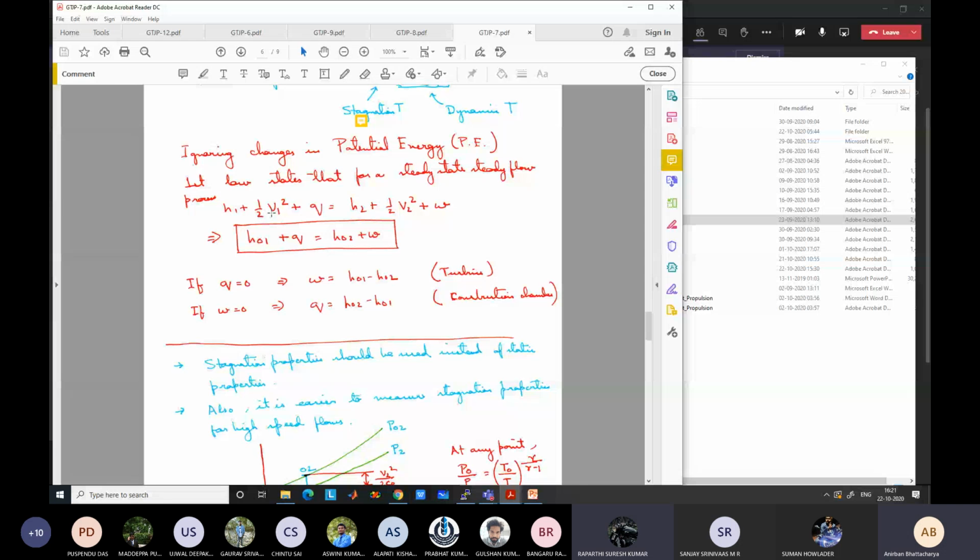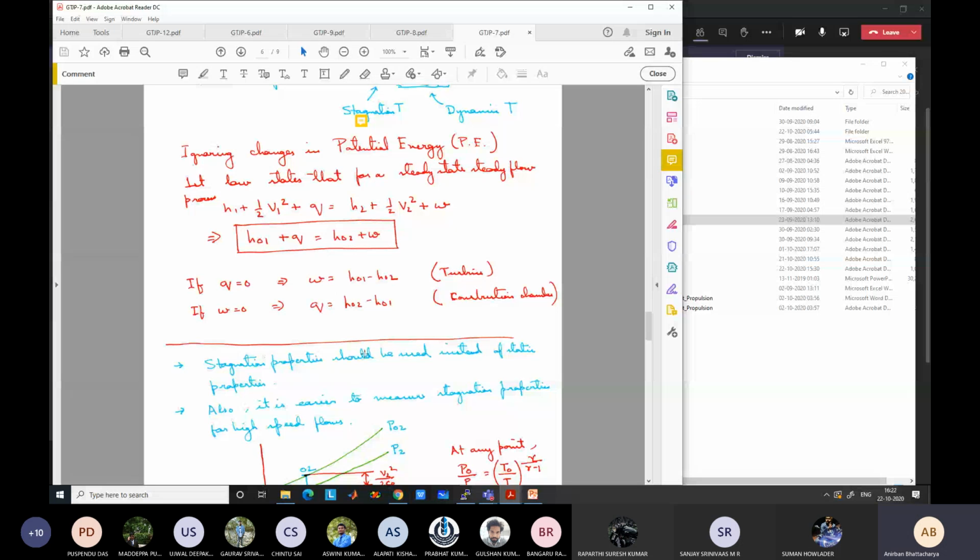Can you write this first law equation in terms of stagnation enthalpy? I have it already written here. The enthalpy generated when it was brought to rest isentropically, so it becomes constant. So H1 plus half V1 square is equal to H01. So in a nozzle or diffuser, H01 is equal to H02, right? Because Q and W are 0, right? Is it clear to everyone?